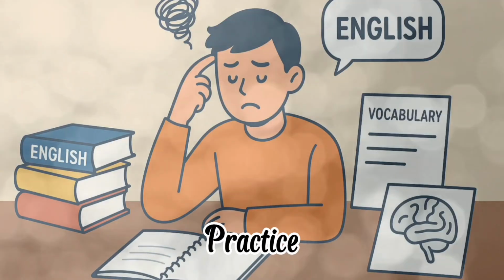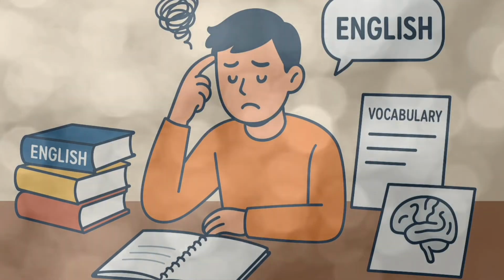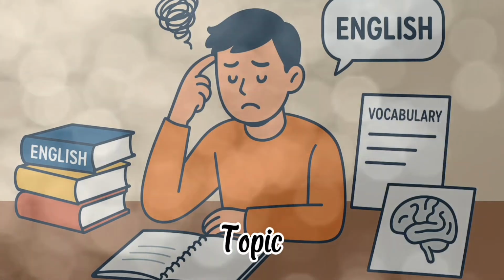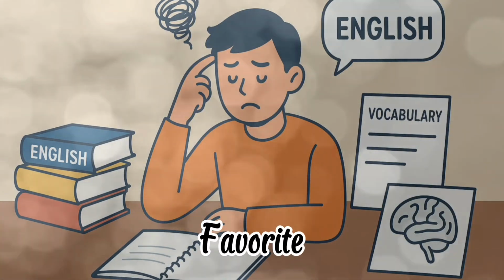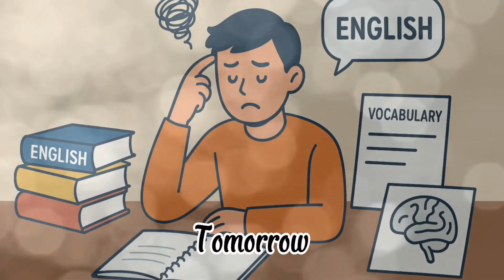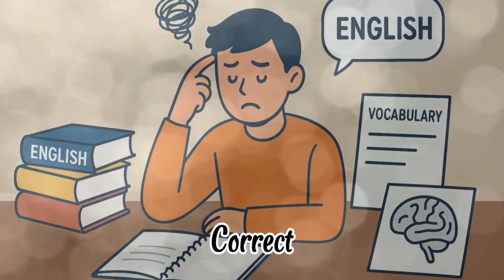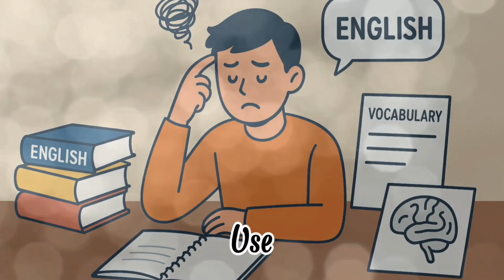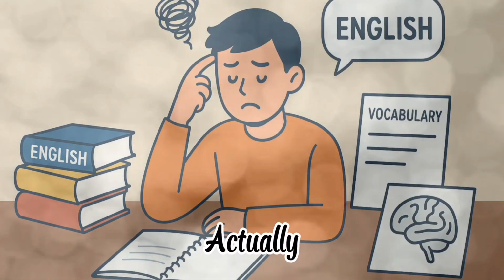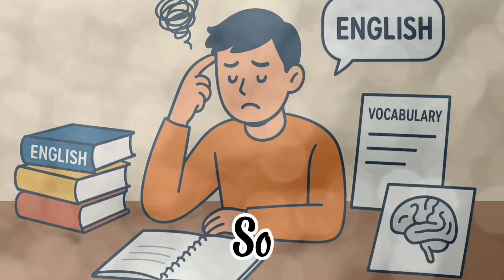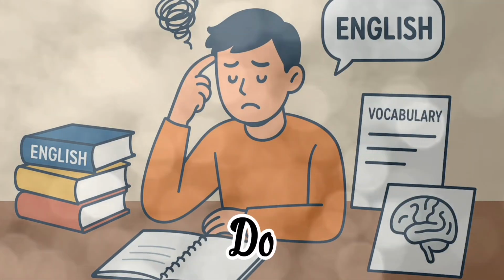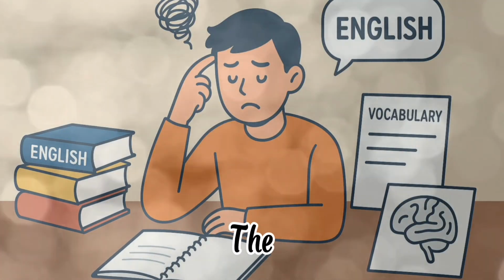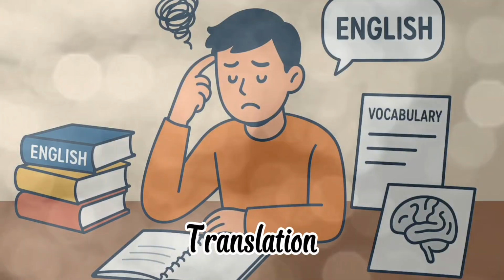You can also practice 1-minute thinking challenges. Set a timer for 1 minute and talk continuously in English about any topic: your day, your favorite movie, or what you plan to do tomorrow. Don't stop. Don't correct yourself. Just keep speaking. Even if you run out of words, use fillers like actually, so. Just like native speakers do. The goal isn't perfection, it's momentum. The more you do this, the less your brain will rely on translation.